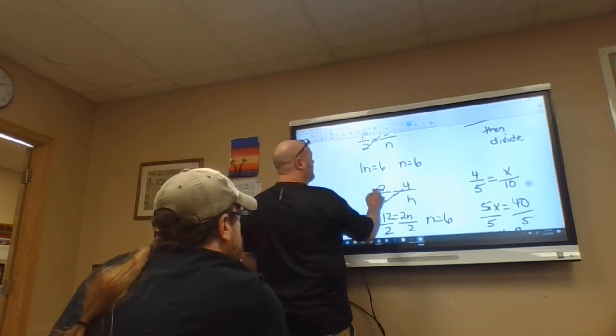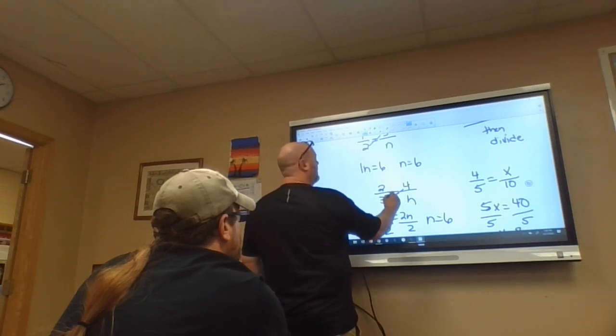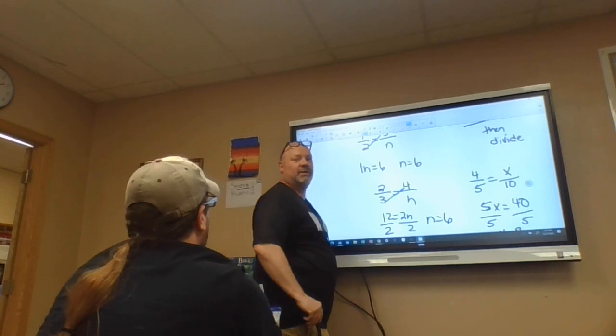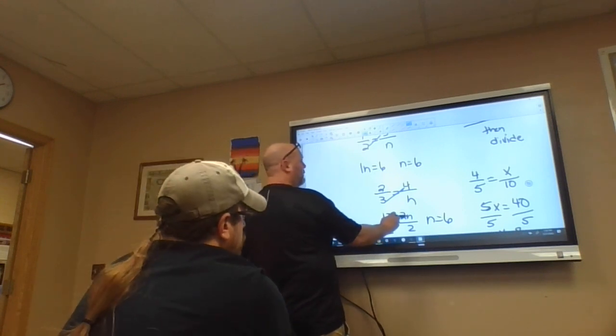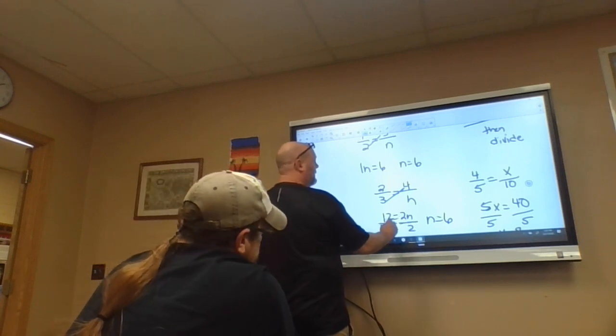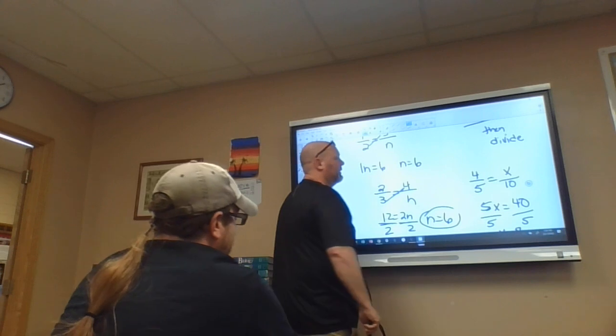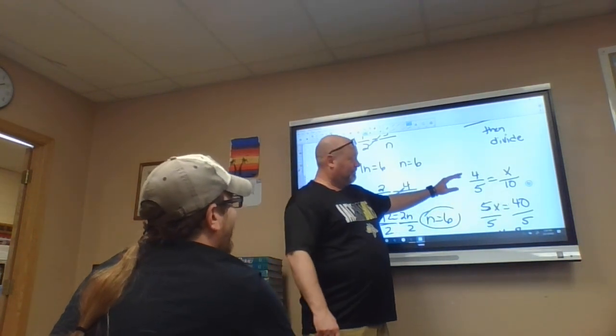Another example. 2 over 3 equals 4 over n. 4 times 3 is 12, 2 times n is 2n. So now I have 12 equals 2n. Divide both by 2. 12 divided by 2 is 6. There's your answer. That's pretty easy. I know, it's a pretty easy day, isn't it?